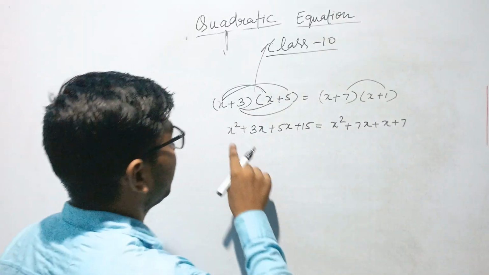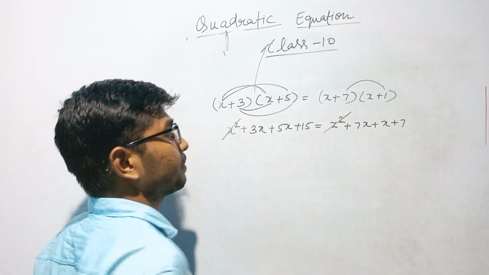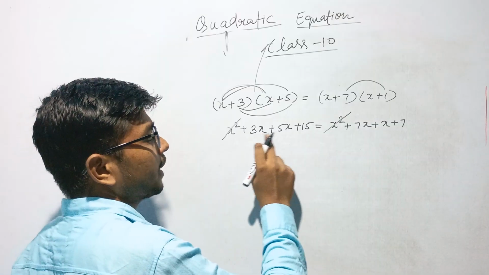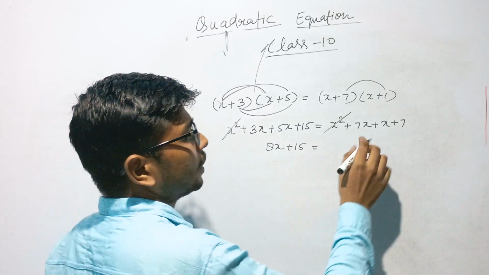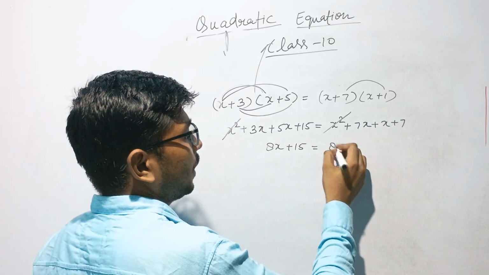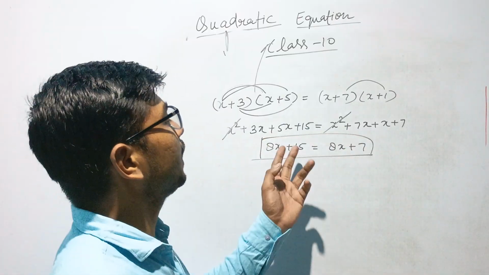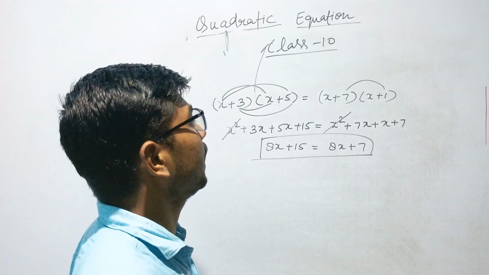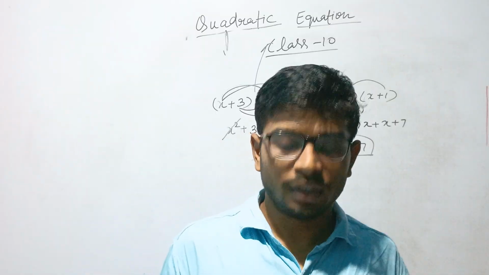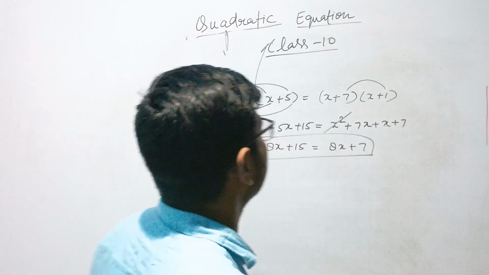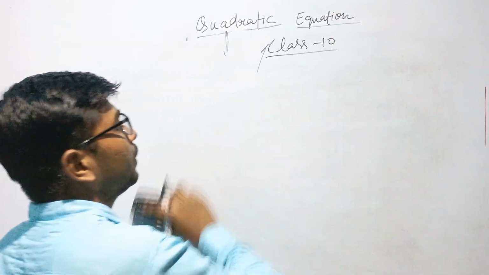See carefully, x square and x square are in opposite directions, so we can cut them. Now 3x plus 5x will be 8x, plus 15 equal to 7x plus 8x. Even this term is also cut, but we don't need to solve further, we just have to check. We can tell this is not a quadratic equation, because 8x will also cut, so this is nothing. So this is not a quadratic equation. For this type of question we have to multiply and then we can get the answer.